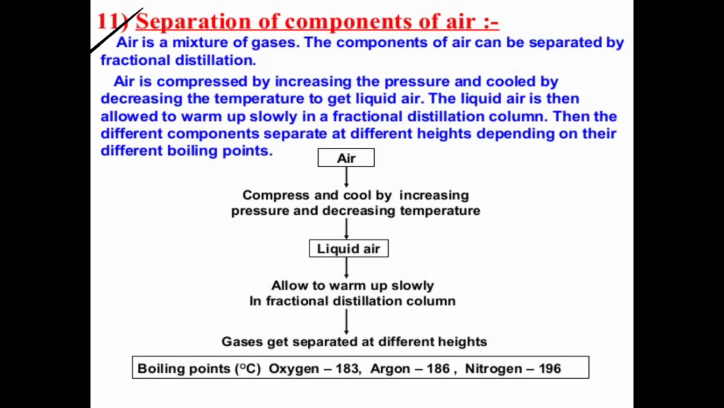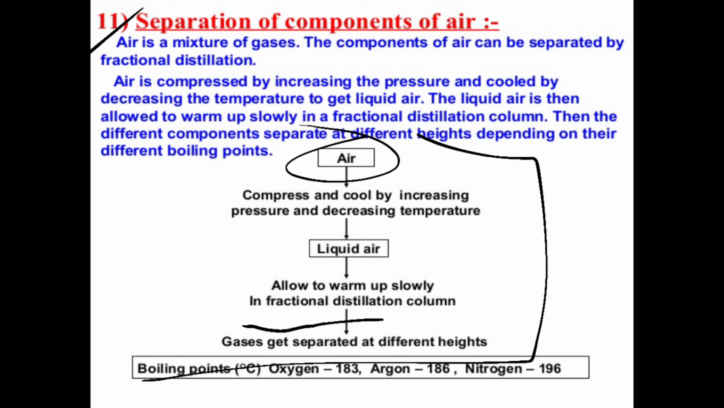Then separation of the components of air. Air is a mixture of gases. The components of air can be separated by fractional distillation. Air is compressed by increasing the pressure and cooled by decreasing the temperature to get liquid, right? The liquid is then allowed to warm slowly in the fractionating column. Then the different components separate; this is the technique by which we can separate air, right?